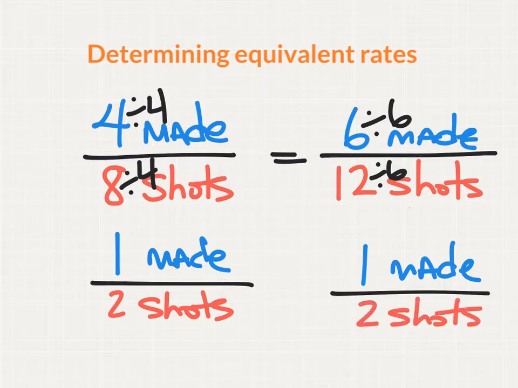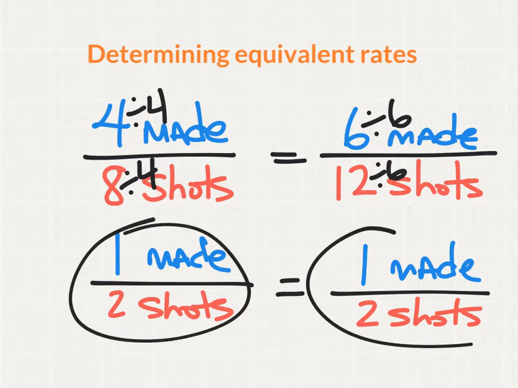You and I took a different number of shots. We made a different number of shots, but our rate was exactly the same. For every 2 shots we took, we made 1 of them. We made half of the shots we each took. These rates are equivalent.